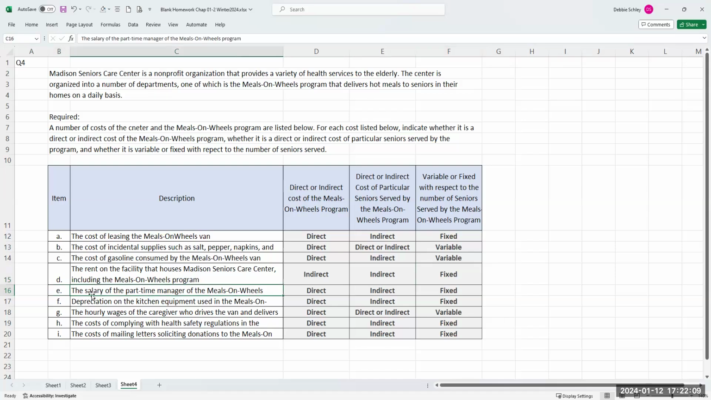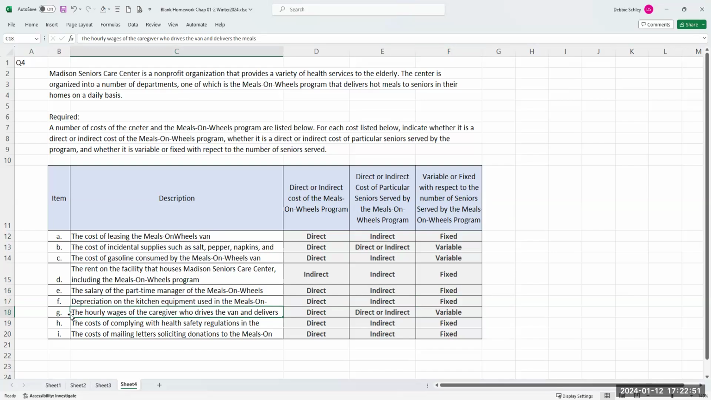E, the salary, ooh, there's an important word, of the part-time manager of the Meals on Wheels. So that is direct to the whole program, indirect to each individual person served by the program, and fixed because it is a salary. F, depreciation on the kitchen equipment used in the Meals on Wheels program. So obviously that is direct to the program. You can't trace depreciation back to any one senior served by the program, so it is indirect. And depreciation is always fixed. It doesn't change from month to month.